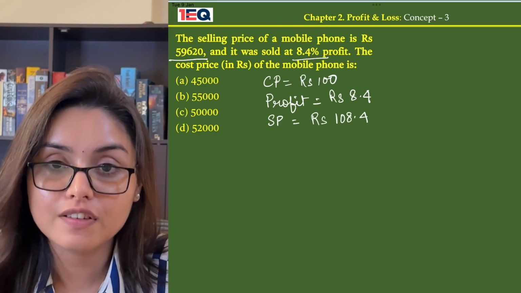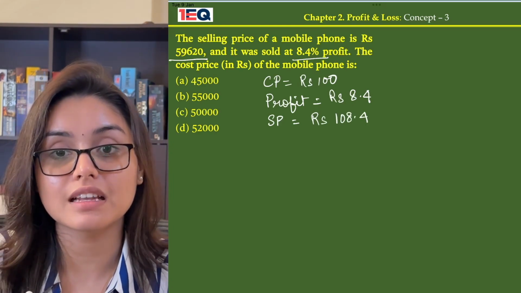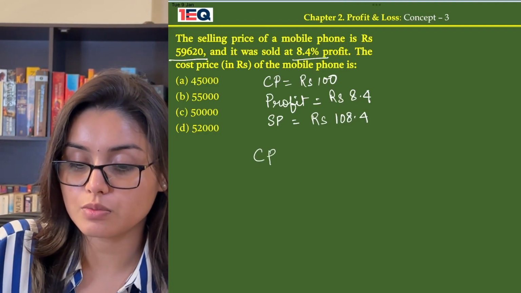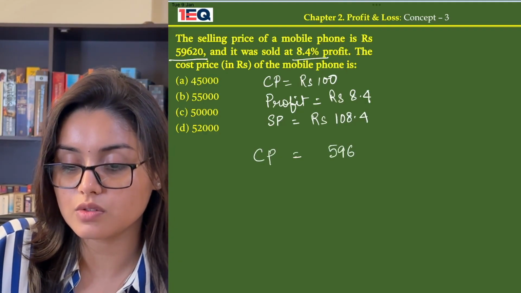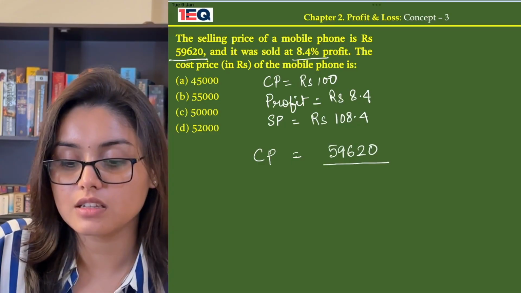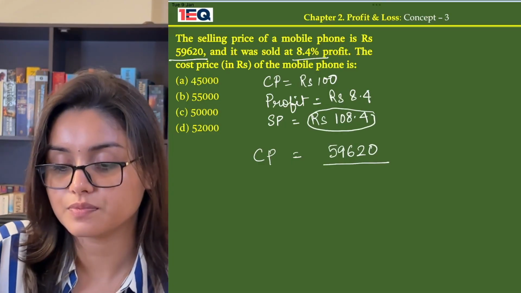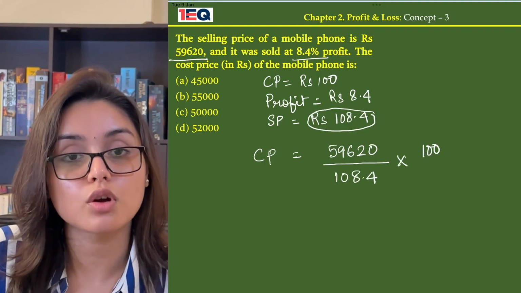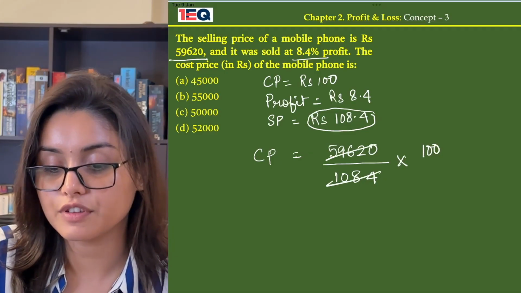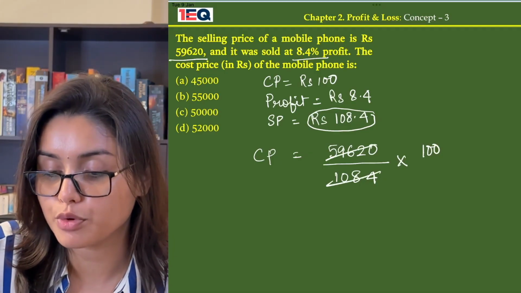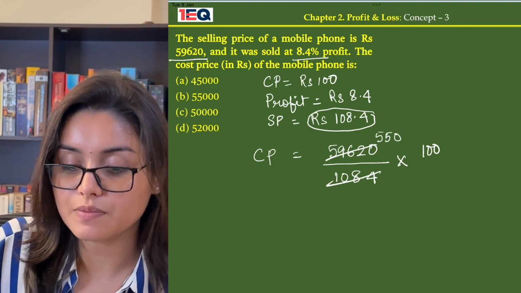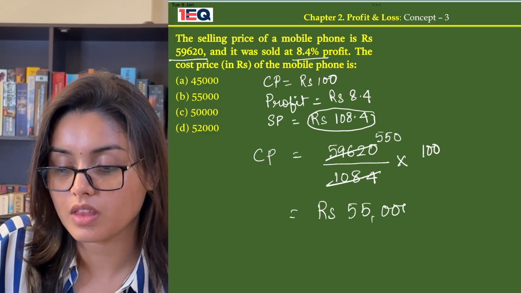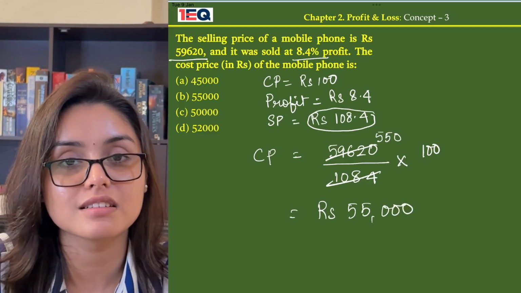Next, in the given question, they have already mentioned that my selling price is 59,620. So my cost price will be my selling price, that is 59,620 divided by my assumed selling price, that is 108.4, into 100, or my assumed cost. On dividing 59,620 by 108.4, we get 550 and then it comes down to rupees 55,000, which is option B. So my answer is option B.